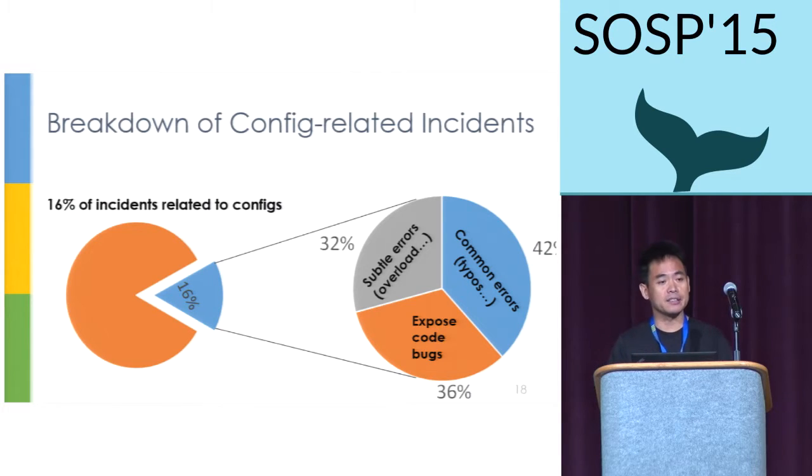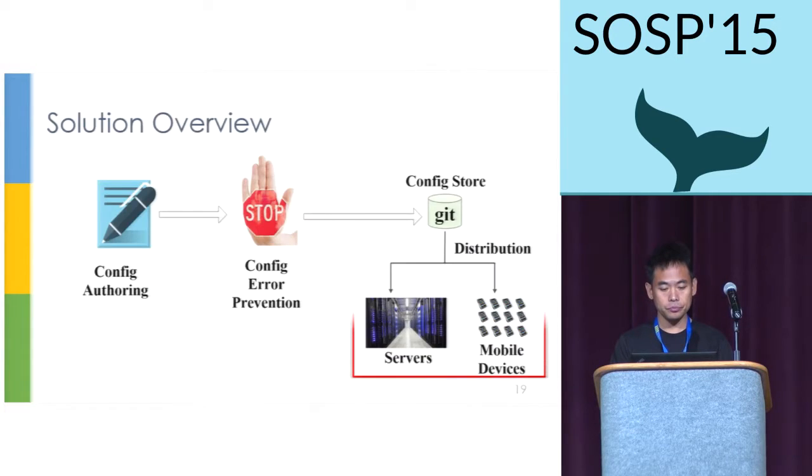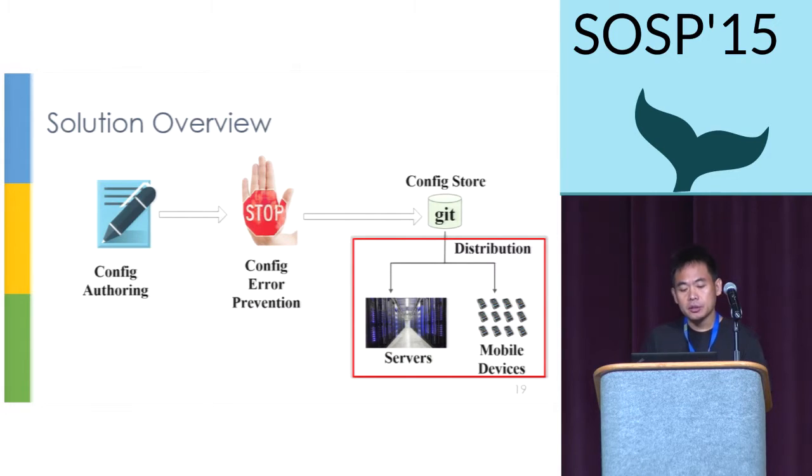The next category is actually not a configuration error. It's just a configuration change exposing bugs in the code. For example, when you make a configuration change, it enables a particular code path in your program, and that may be a bug. So that's about 36%. If we take that out, the real configuration errors are about 10%. So I just described how we prevent configuration errors.